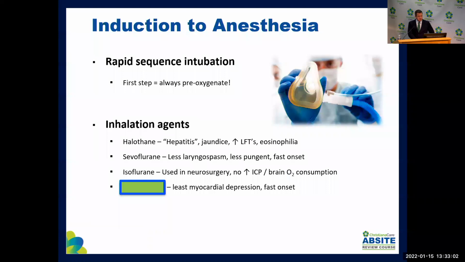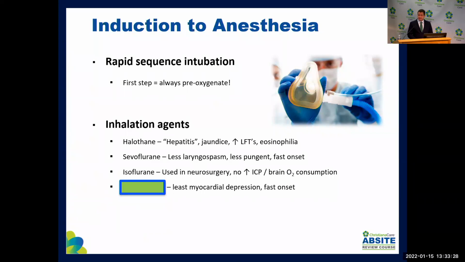Then you start with inhalational agents. They like to test on the indications for each or the side effects of each. For halothane, the biggest side effect that they're going to test on is hepatitis. So you'll see jaundice or increased LFTs. Sevoflurane, you can use more in peds. It's got a fast onset, less pungent, and causes less laryngospasm. Isoflurane is used in neurosurgery because there's no increase in your ICP. I haven't seen that tested in years.